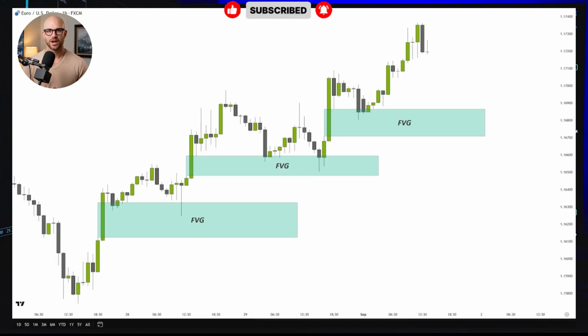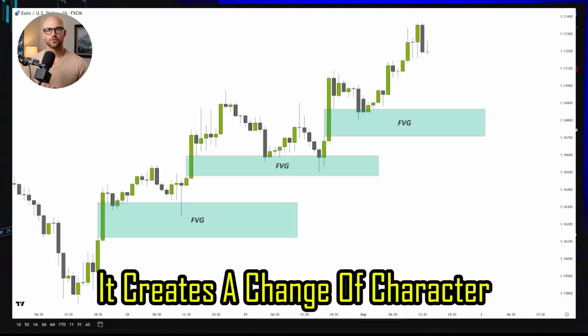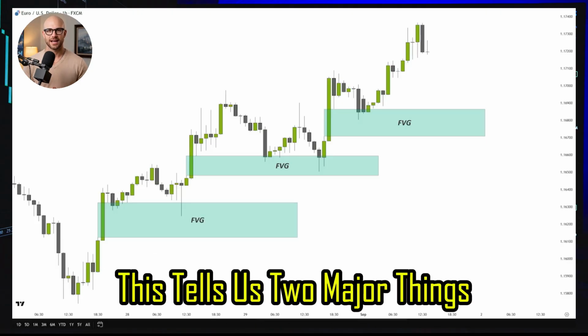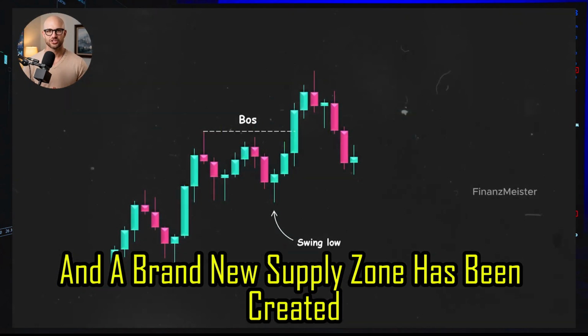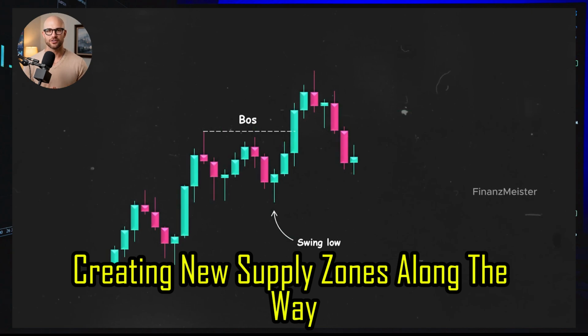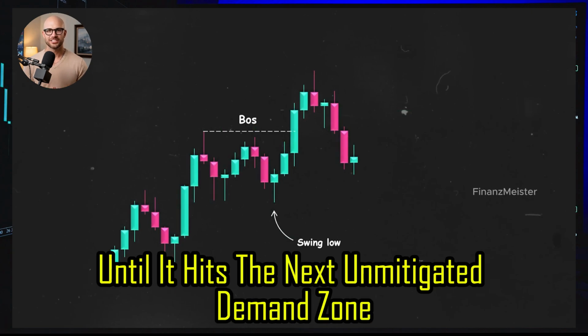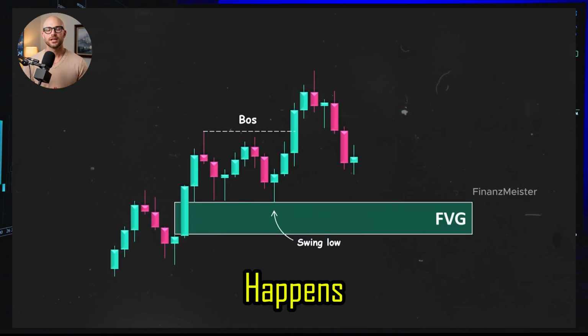to join the trend. But if the price cleanly breaks below a valid demand zone, it creates a change of character. This tells us two major things. Supply has officially taken control over demand, and a brand new supply zone has been created. From there, the price will keep dropping, creating new supply zones along the way until it hits the next unmitigated demand zone. This is where a battle between supply and demand happens.